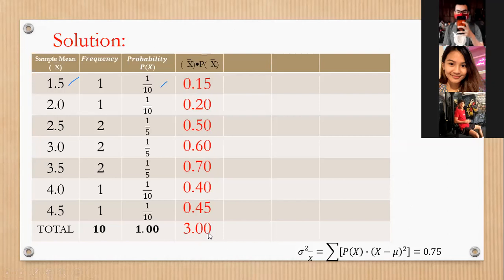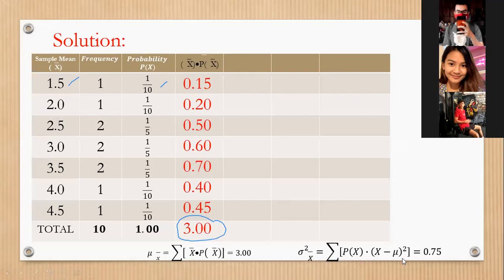And anong ibig sabihin yan? 3 is, yan, the sample mean. So remember the formula, summation of the quantity mean times the probability of the mean, and that is equal to 3. So this is already our sample mean. Yan, sample mean of the sampling distribution. Okay? So, and then the next step is to compute for the variance. So ito yung formula natin ng variance. Okay? So ayan na yung value niya.